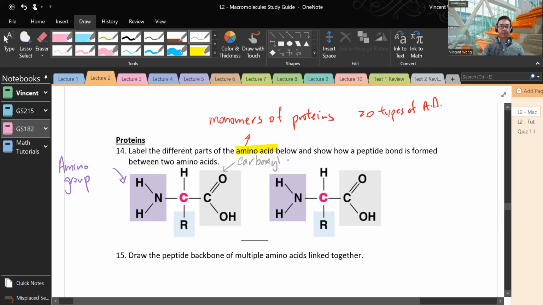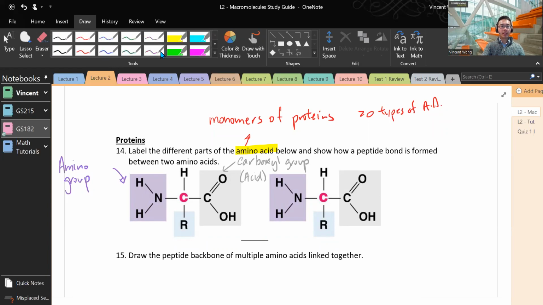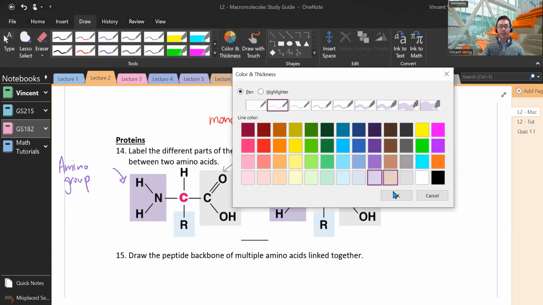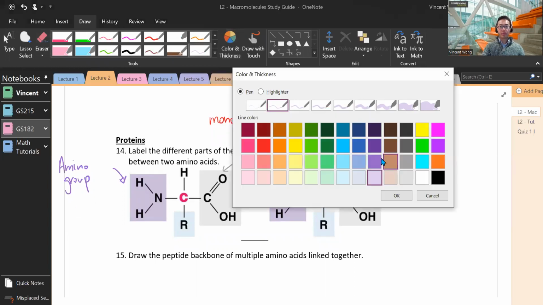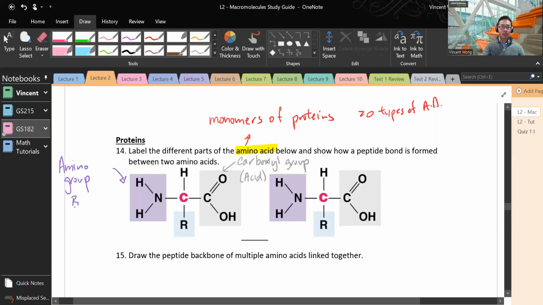Carboxyl group, which is acting as an acid, whereas the amino group is acting as a base. So that's why it's called an amino acid. It has both the basic group and the acidic group. And we talked about acid and base earlier in one of the charts, right?